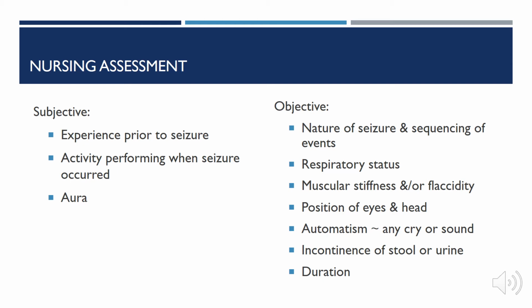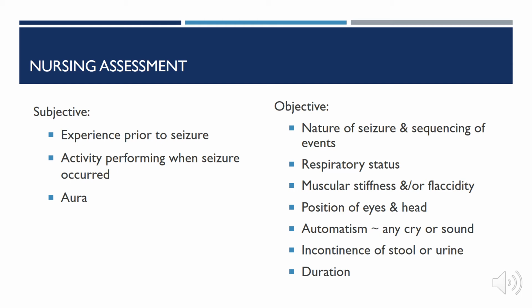What was their respiratory status during it? Did they have stiffness or flaccidity during their seizure? What was the position of their head and eyes? Did they make any sounds? Were they incontinent of stool or urine? And what was the duration of this? It is important to observe characteristics before, during, and after the seizures.